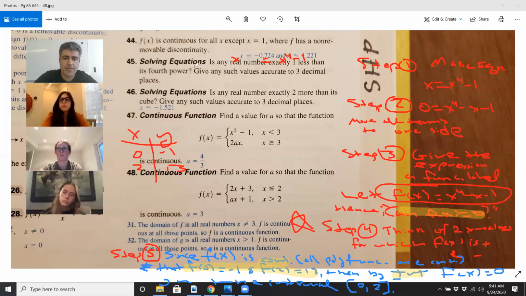Because the graph looks like this. You have a point right here. You have a point right here. It's continuous. So clearly y is going to equal 0 somewhere in between. So you have f of a and f of b. That's what's called the intermediate value theorem. Somewhere in between, all y values are covered if you're continuous.